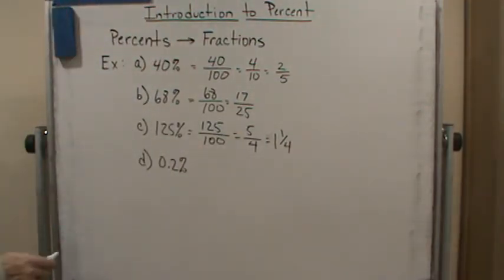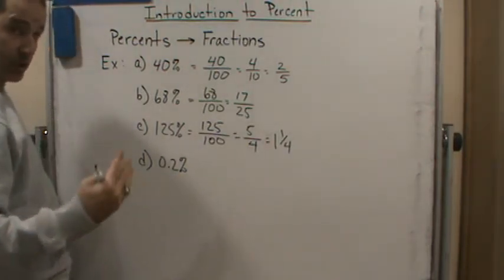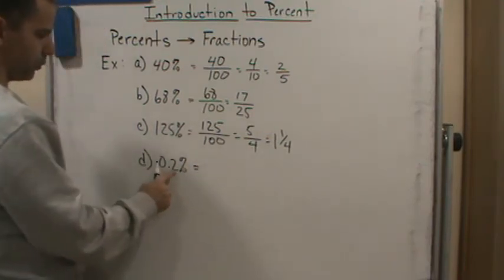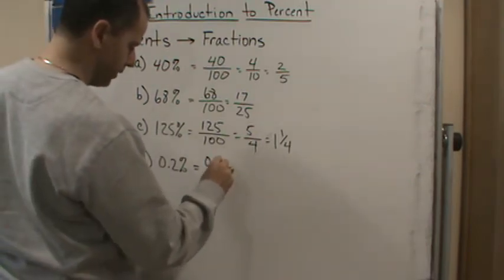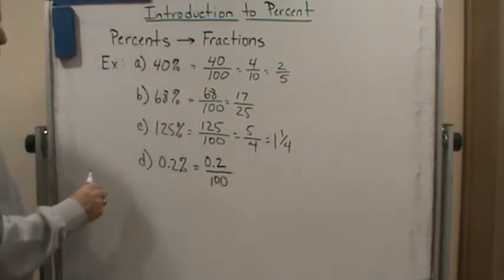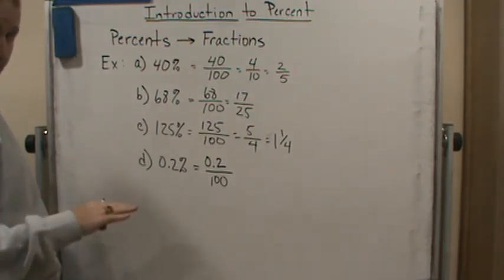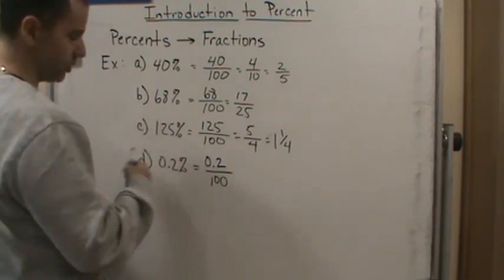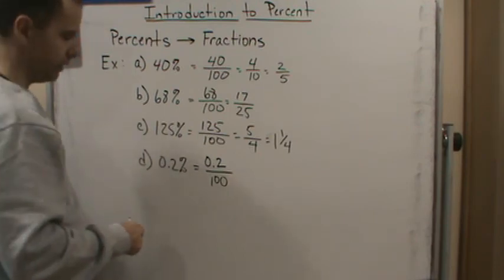Okay? Now, what about this one here? Now, this one we have a decimal with a percentage. So again, we're just going to follow the same steps. We're going to write it as the number over 100. So 0.2% means 0.2 out of 100. So we're going to write 0.2 over 100. Okay? Now, we don't want a decimal in either the numerator or the denominator. We want integers. So the easiest way that I see to do this is just multiply the top and the bottom by 10, moving the decimal point over to the right one spot.